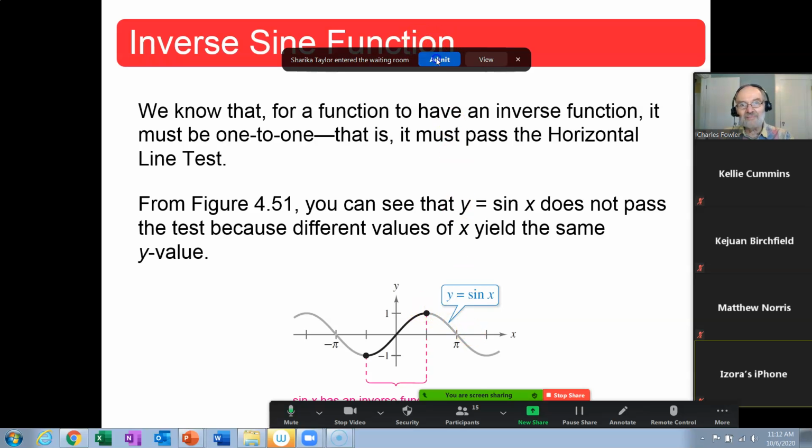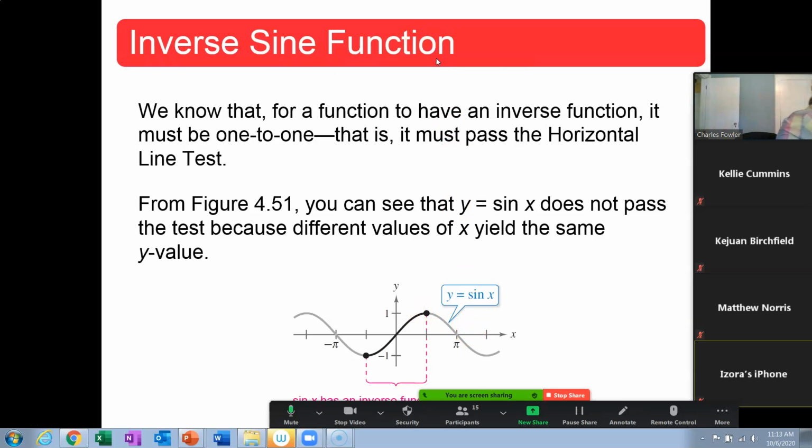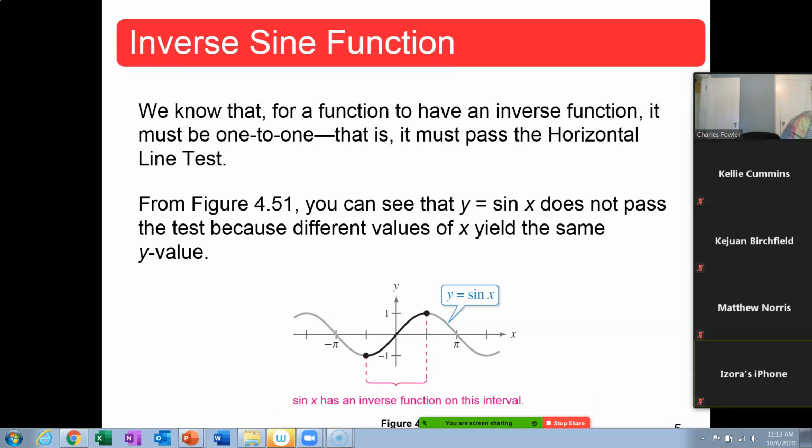Sharika made it in today just by the skin of her teeth. Just got in on time. Well, got in today, we'll put it that way. Welcome. Sharika, we're in chapter 4, trigonometry, 4.7, inverse trigonometric functions on page 318. And we don't have but 2 minutes left. But glad you're here.